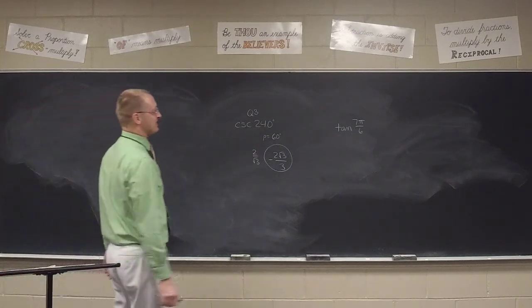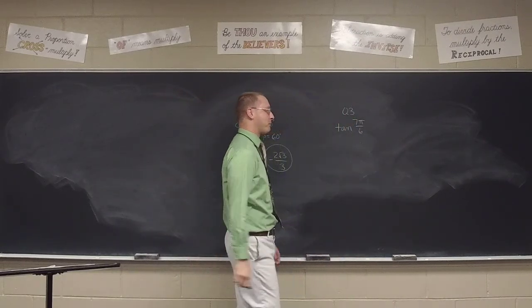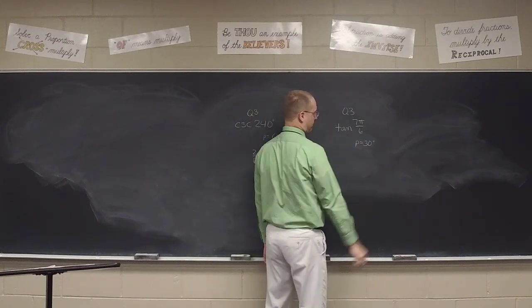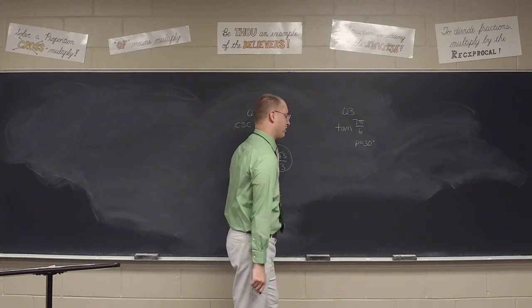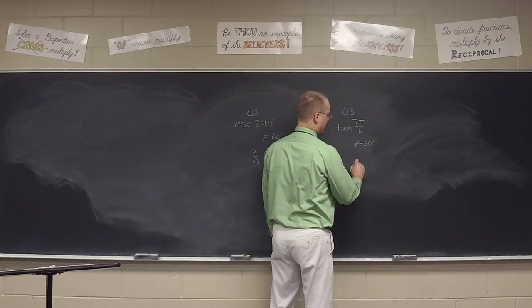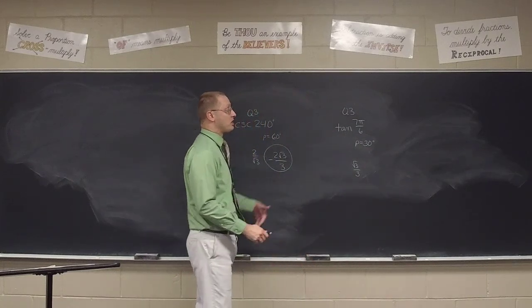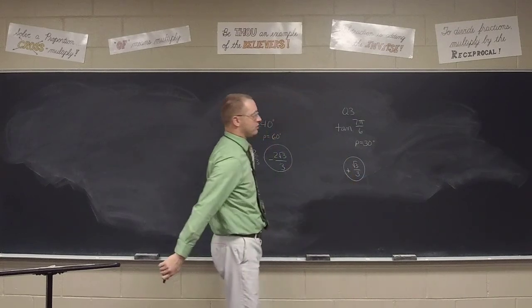Class, what quadrant is 7 pi over 6? 3. That's also quadrant 3 because it's a little more than a pi. What's the reference angle? 30. And so we ask ourselves, well, what is the tangent of 30? Square root of 3 over 1. 1 over square root of 3. 1 over square root of 3, which becomes square root of 3 over 3, because we always reduce our final answers. And of course, we also ask ourselves, well, what is tangent in quadrant 3? Positive. And so there's my answer there.